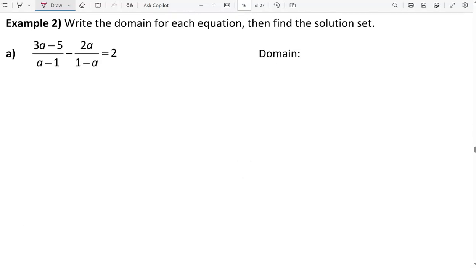All right. So in this equation, we have two denominators, a minus 1, and when a is equal to 1, that denominator will equal 0. We have a second denominator, 1 minus a, and when a is equal to 1, that denominator is also equal to 0. So our domain is that a cannot be equal to 1, since that will make denominators equal to 0. Notice that they have the same value that makes them 0. That's because these denominators are opposites of one another.